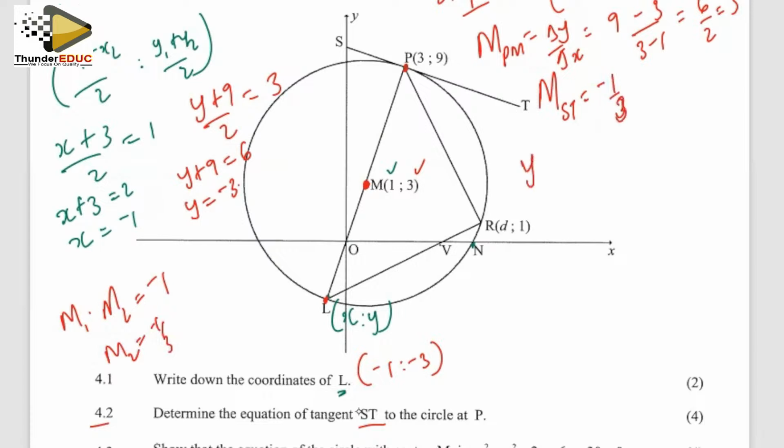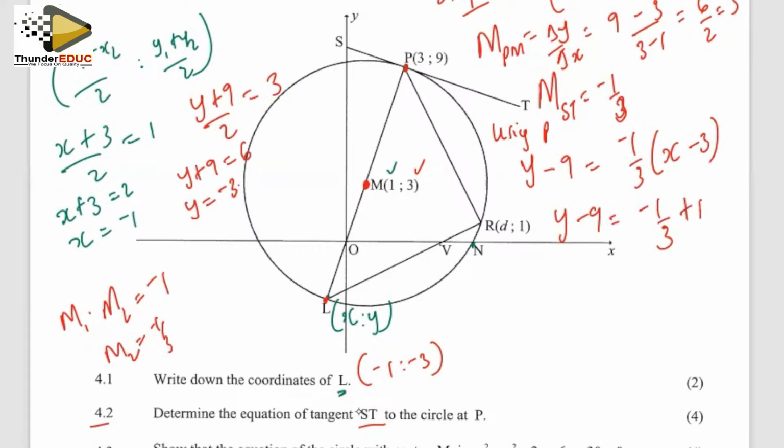So the equation, I'm going to say using P, y minus 9 is equal to -1 over 3 into x minus 3. Let's open that up. y minus 9 is -1/3 x plus 1. When I move this 9 to that side, which means it's -1/3 x plus 10. So that is the equation of the tangent that I'm getting for 4.2.